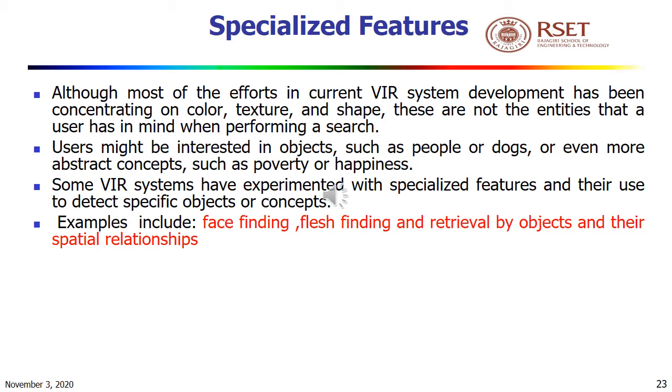And next are some specialized features. Most of the effort in current CBIVR system development has been concentrating on color, texture and shape, and we can incorporate some specialized features. Users might be interested in objects such as people or dogs, or even more abstract concepts such as poverty or happiness. Some VIR systems have experimented with specialized features used to detect specific objects or concepts, and some examples are face finding, flesh finding, and retrieval by objects and their spatial relationships.